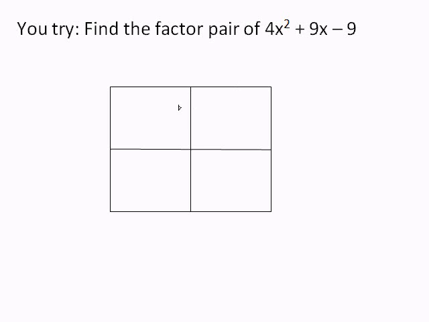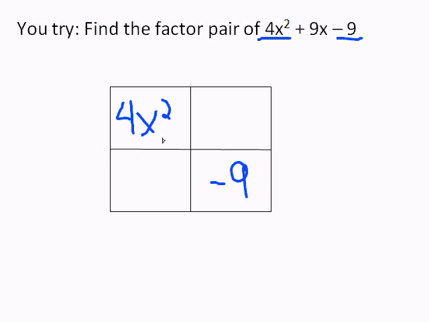And we know right off the bat that in this upper left-hand box we're going to get 4x squared. Lower right-hand box we're going to get negative 9. Now our goal is to find factors of 4x squared and factors of negative 9, that when we fill out the rest of the box, these two middle terms will add up together to give me a positive 9x. So again, 4x squared from right here, and negative 9 showed up in this bottom box right here.